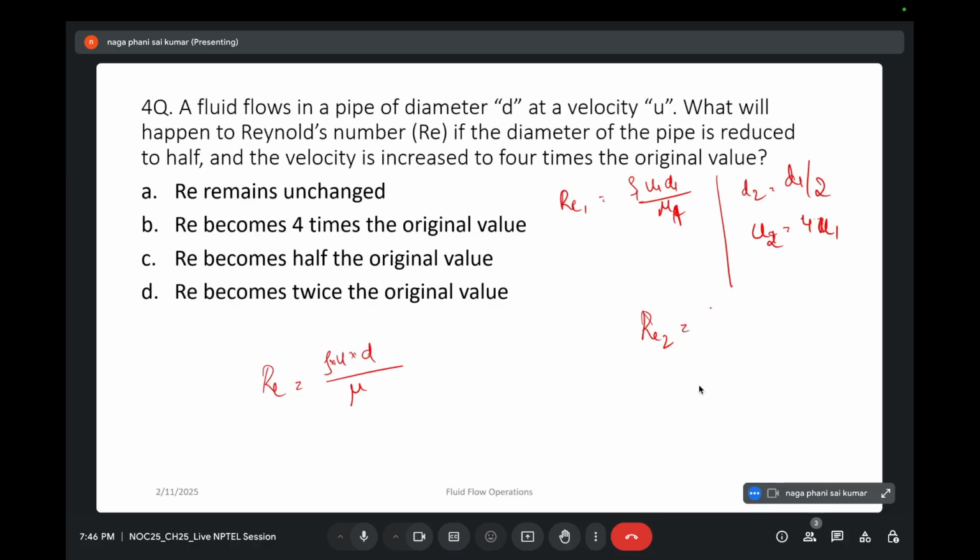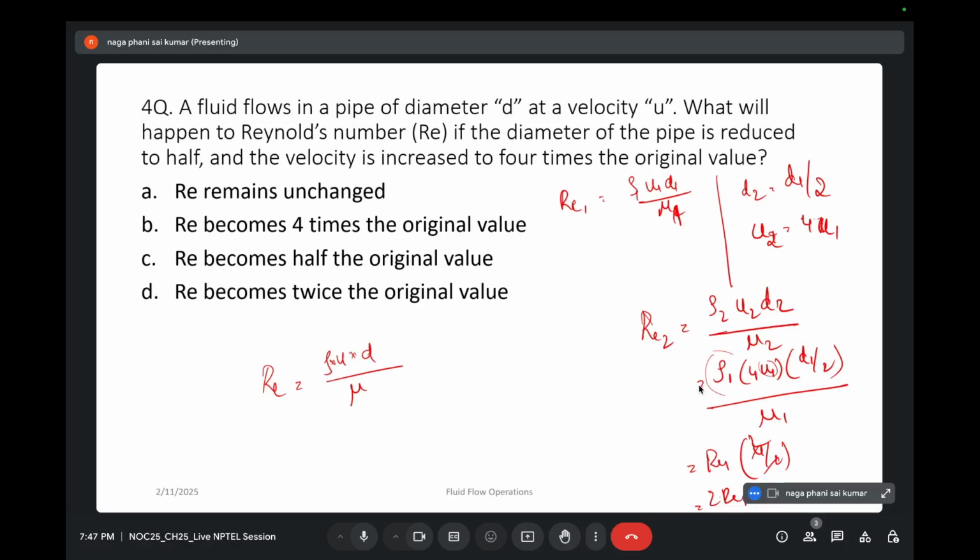RE2 will be rho2 into U2 into D2 by mu2. The density did not change, so it will be the same as rho1, but U2 will be 4 times U1, the diameter will be D1 by 2, and the viscosity has not changed, so it will be constant. So rho1 into U1 into D1 by mu1 can be written as RE1, into 4 by 2. So this will be 2 times RE1. That will be twice the original value, option D.